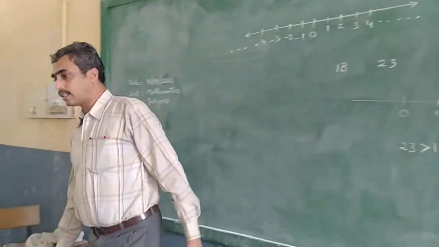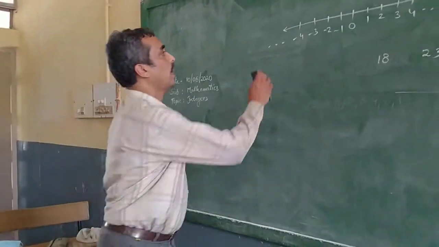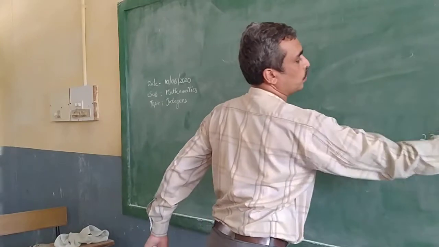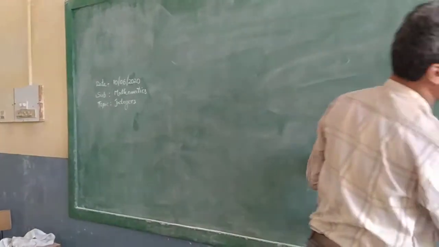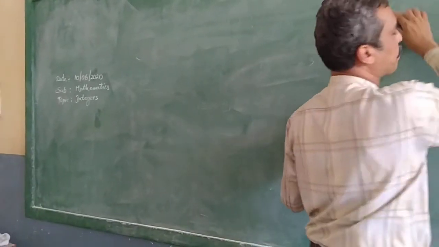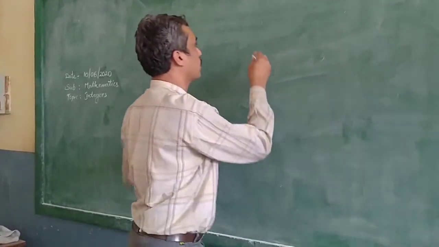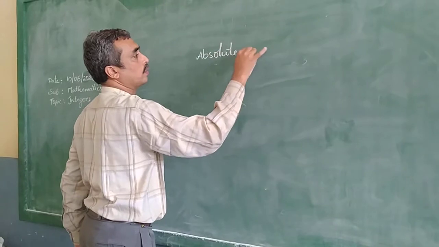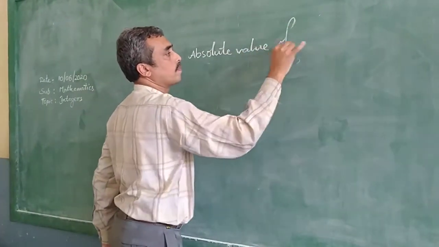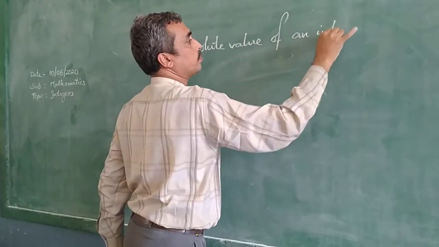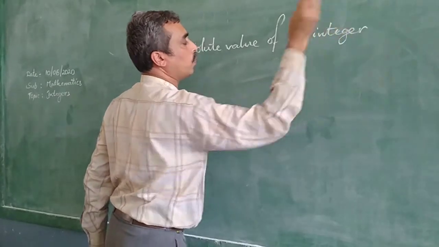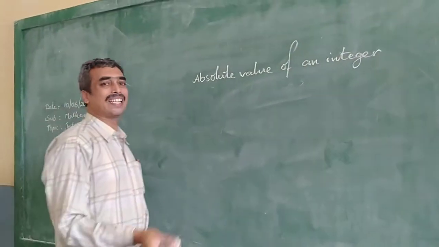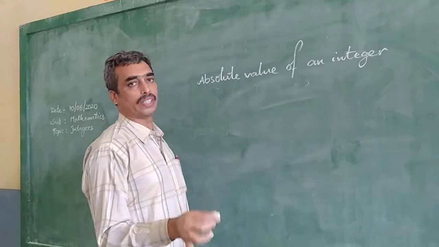Now let us take the absolute value. We have one word called absolute value. What is the absolute value of an integer? Absolute value of an integer is nothing but the numerical value itself.